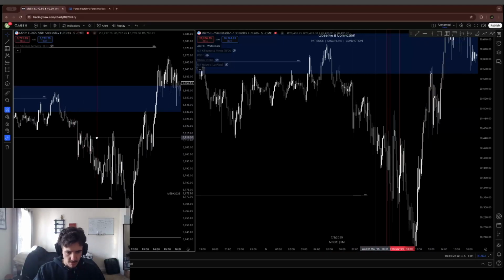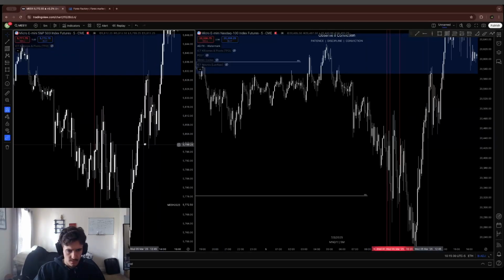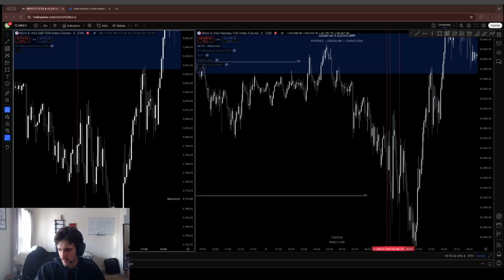Do you take a screenshot right before you enter the trade, or right as you enter the trade? What are you risking per trade? I see.